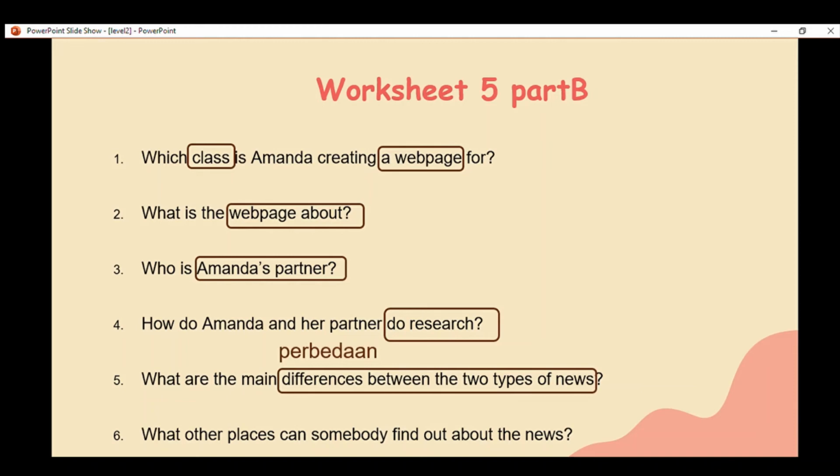Number 6. What other place can somebody find out about the news? The clue here is what other place. It's just the same like this. And another clue is find out. So where can somebody find out about the news? Where can somebody read or see the news? Or where can somebody know about the news?